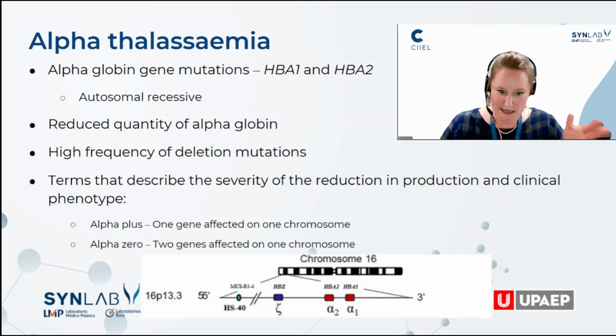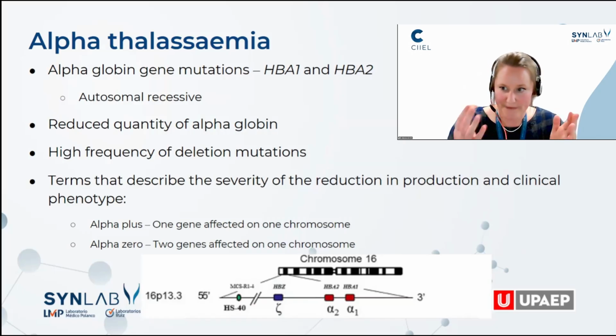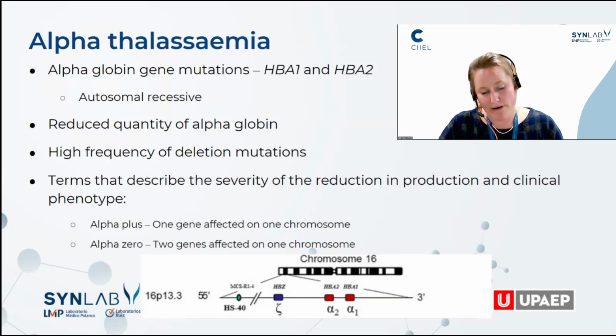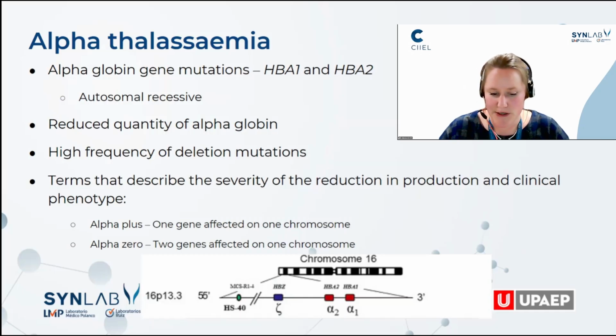Each person will have 4 copies of alpha globin, and there's a different phenotype associated with having 1, 2, 3, or all 4 of those alpha globin genes mutated. Because of the high level of sequence similarity between the 2 genes, we have a very high frequency of deletion mutations, and this is caused by non-homologous recombination.